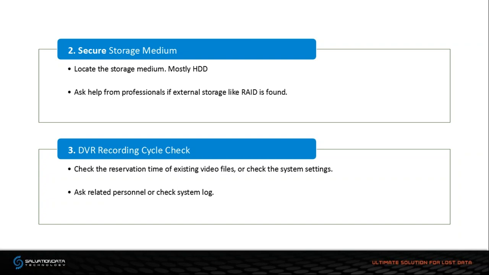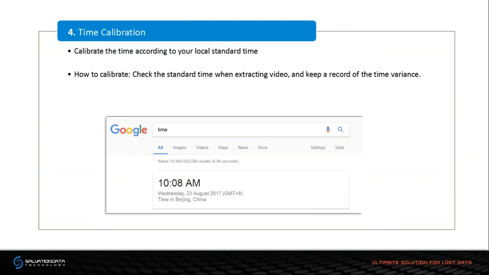Now, step three, DVR recording cycle check. Check the retention time of existing video files or check the system settings. Ask related personnel or check the system log. Step four, time calibration. The time settings in the DVR system are sometimes not accurate. Therefore, time calibration is crucial during our extraction process. This helps the investigator to accurately locate the video footage. And how can we do time calibration? We can check the standard time when extracting videos and keep a record of the time variance.